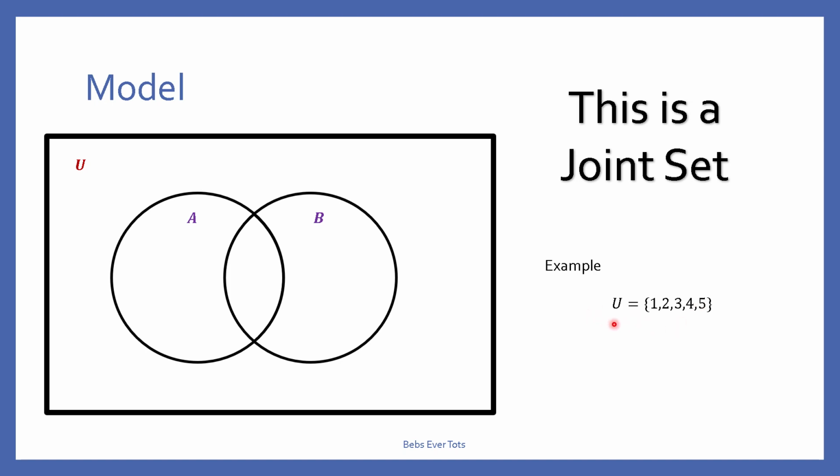In the example, we have the universal set 1, 2, 3, 4, 5. Now, set A is 1, 2, 3. Set B is 3, 4, 5. As you can see, there is a common element which is 3. So this is 3. Where is the location of 3 in the set? Now, as we discuss the operations, let's look at some more examples.